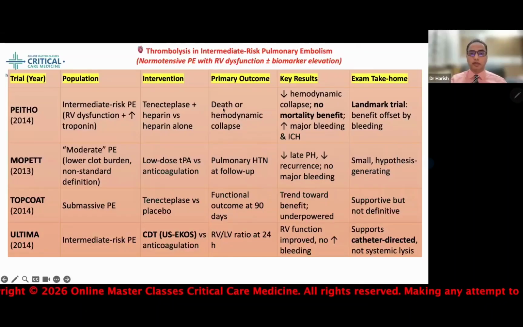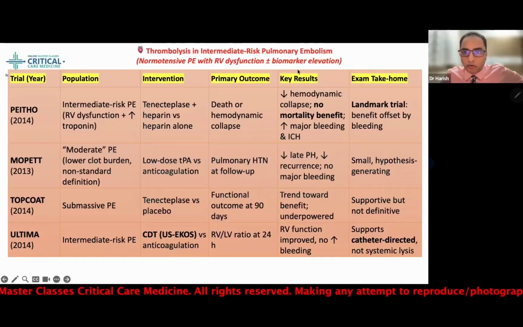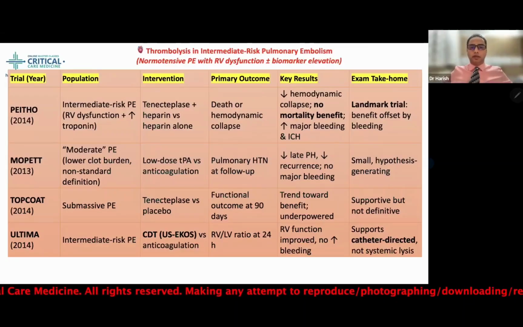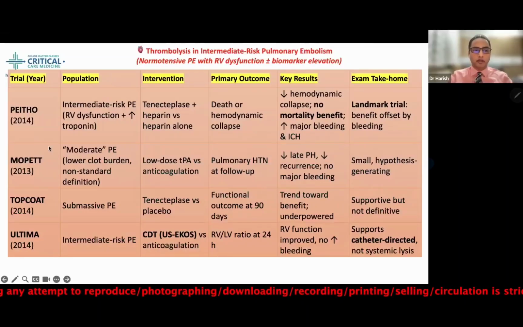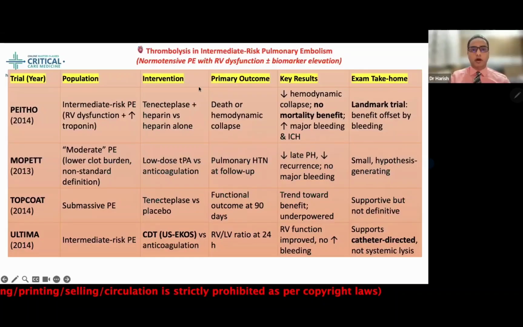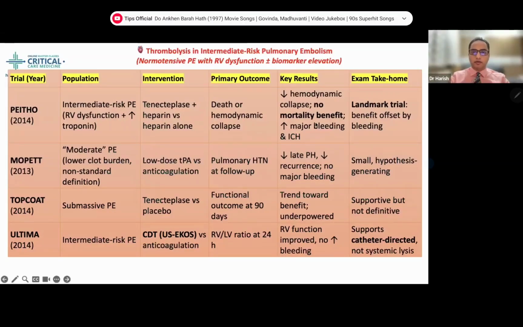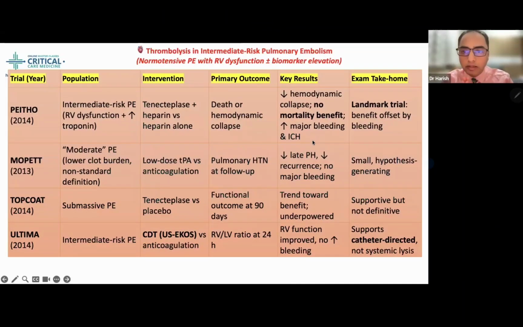Remember, normotensive PE with RV dysfunction, plus or minus positive biomarkers, that is troponin and BNP, we call an intermediate risk PE. The PEITHO trial, MOPETT trial, TOPCOAT, and ULTIMA trial are some of the major landmark clinical trials on thrombolyzing a submassive PE, that is, intermediate risk PE. None of the data shows any mortality benefit, but there is a decrease in hemodynamic collapse. The problem is the increase in major bleeding, including intracerebral bleeding.